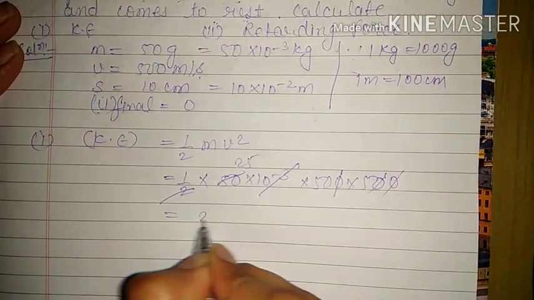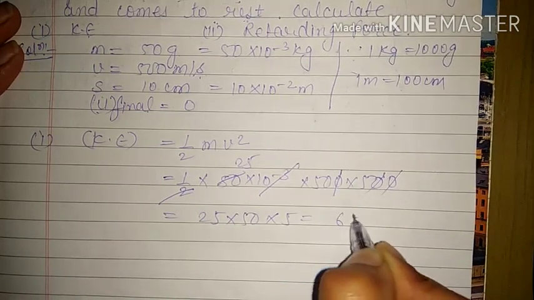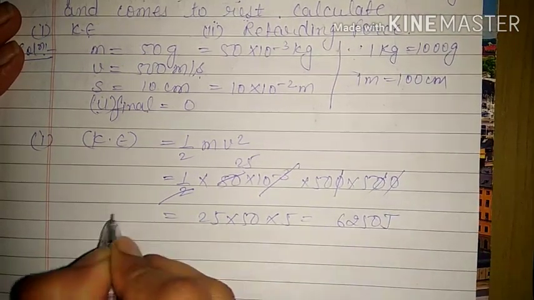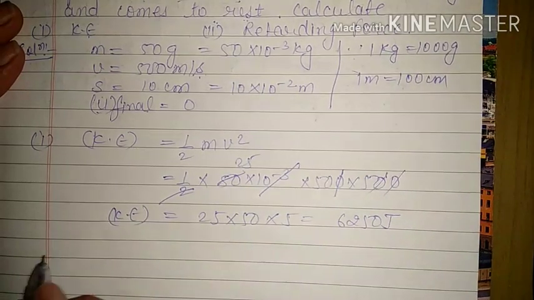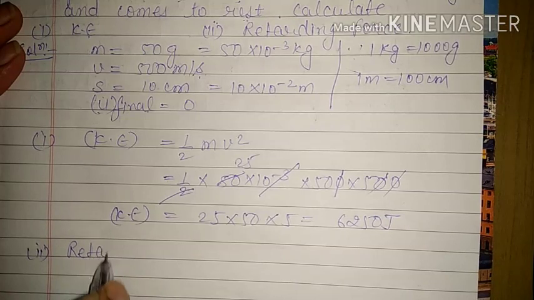So what we want is 25 into 50 into 5. That is equal to 6250 joule. That is the kinetic energy. And the second question is retarding force.